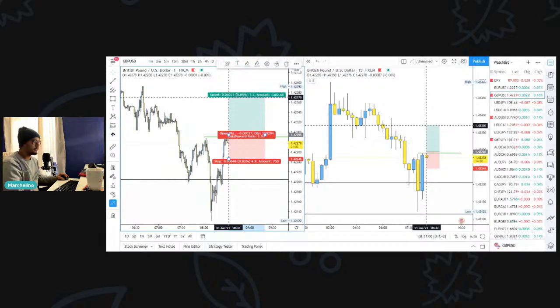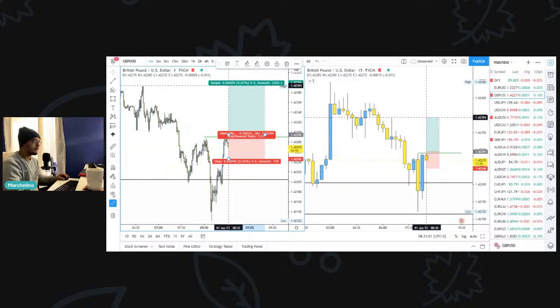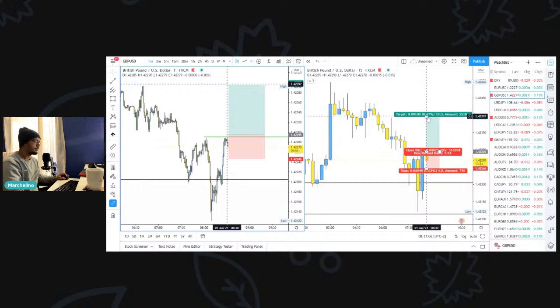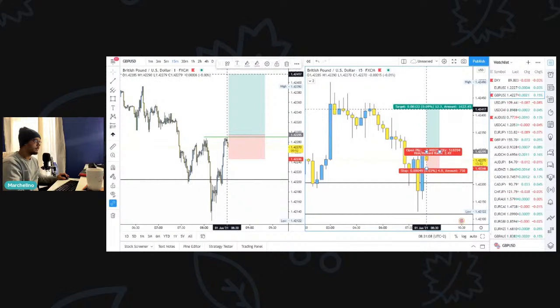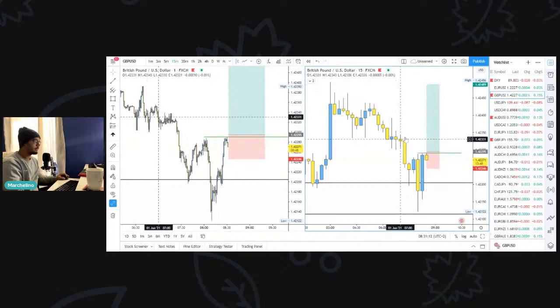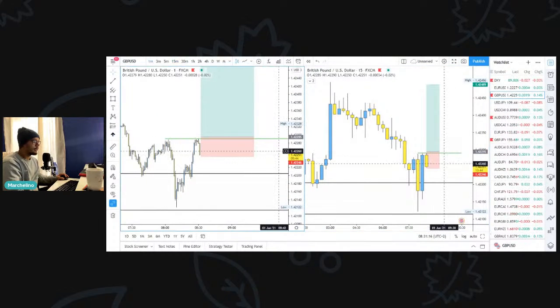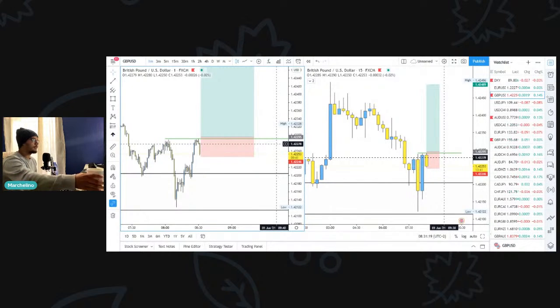And then take this up probably into these regions here firstly, then into those regions there and higher, because I do think that the next 4H candle on GBP USD is going to be quite strong bullish. That's my perception, or what I'm looking for in the market.